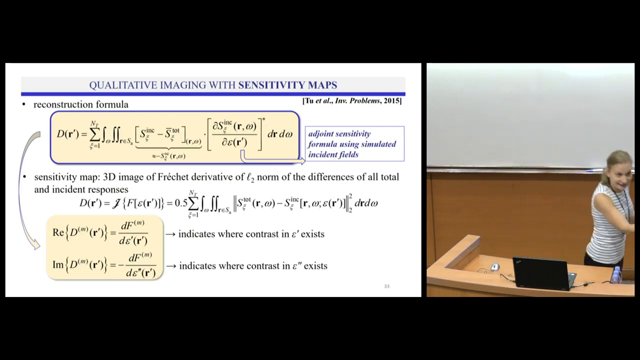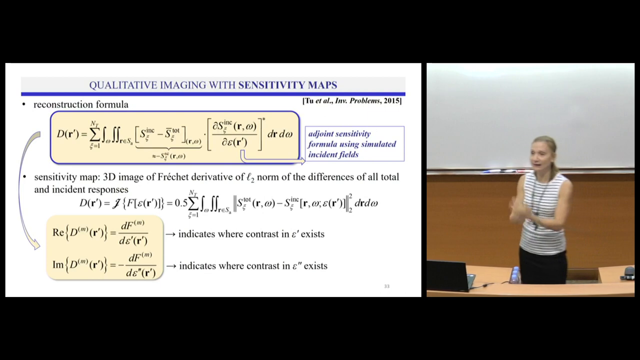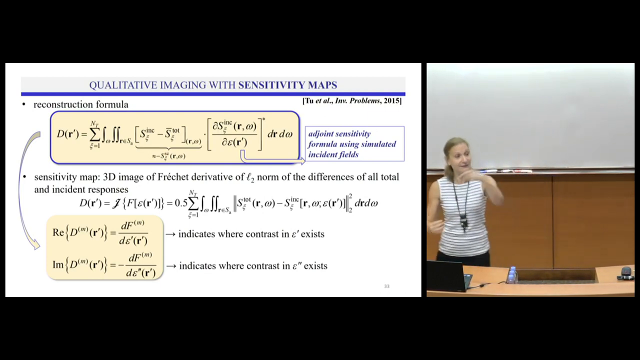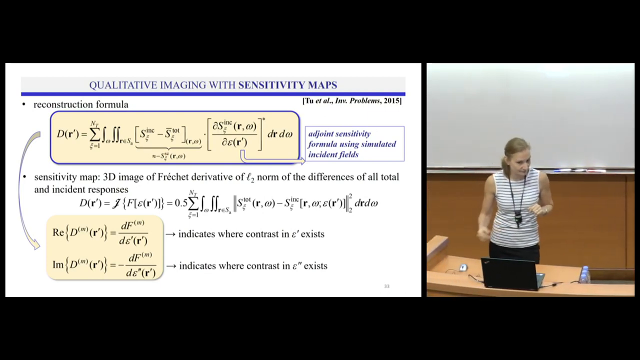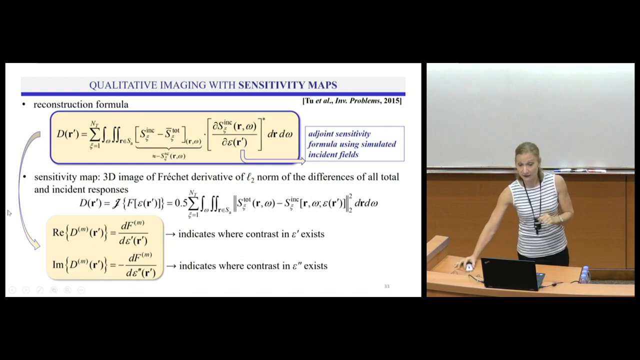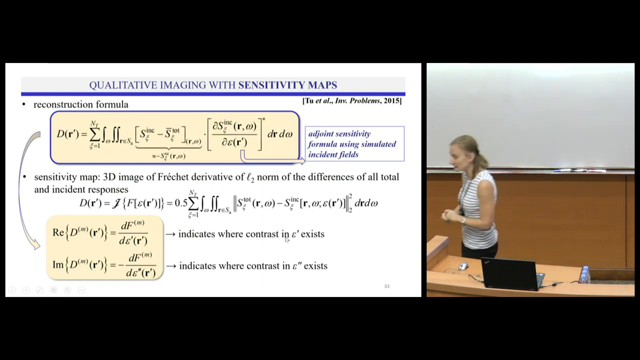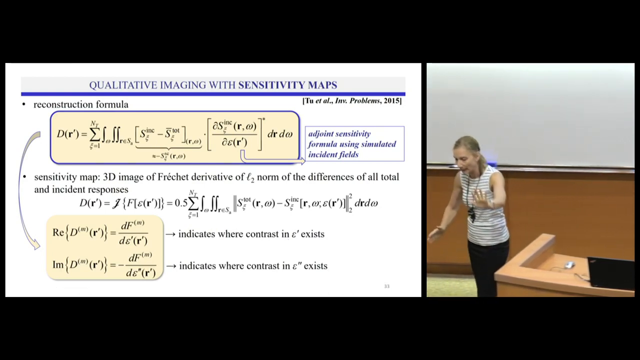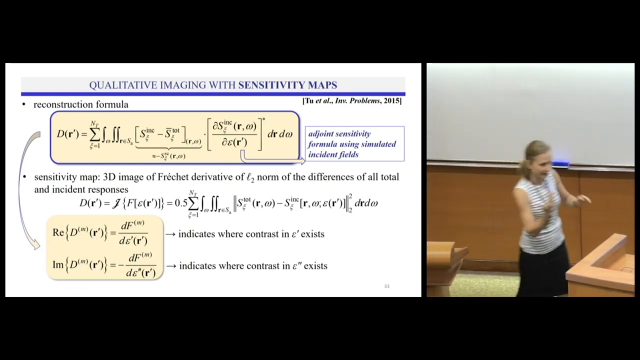Because it is the incident field Jacobian that I can calculate in no time, and it is object independent. So this is a complex, by the way, result. The real part of the sensitivity map is essentially the derivative of this functional F with respect to the real permittivity, and it indicates where contrast exists in epsilon prime between your background and object under test.